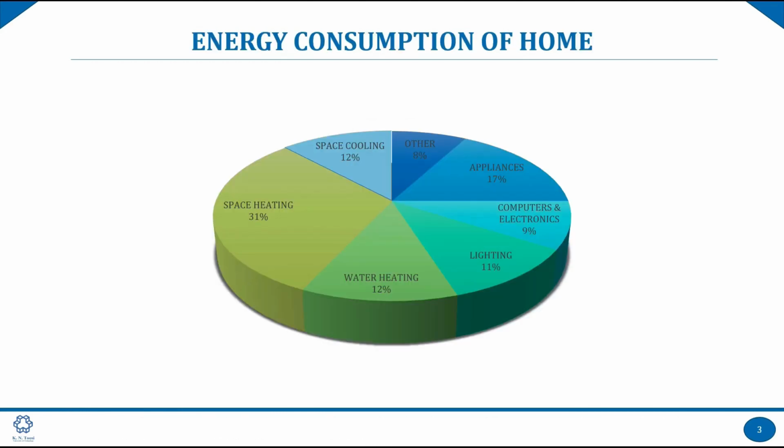As you can see about energy consumption of home, 31% of the energy is used for space heating, 12% is used for space cooling, and you can also see other items. It's clear that the most energy is used for heating and cooling the space and the air.